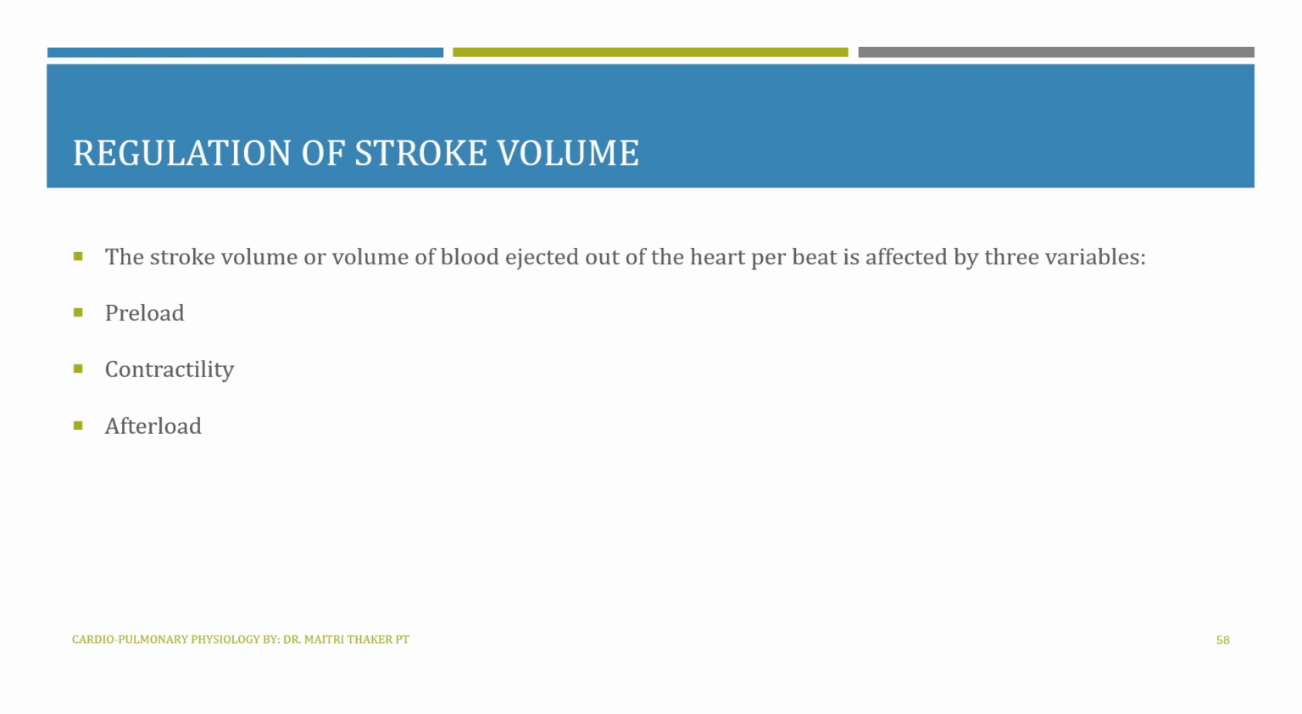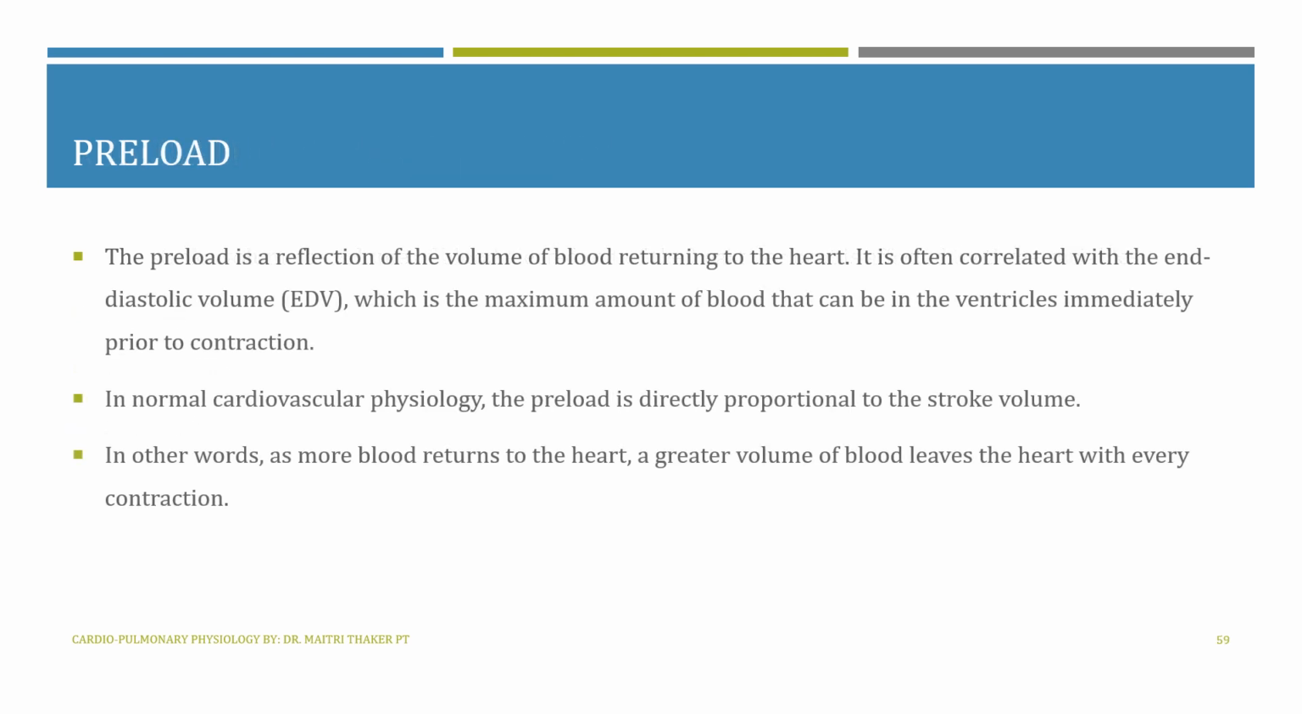Now let's understand regulation of stroke volume. As we just discussed, stroke volume is the volume of blood ejected out of the heart per beat, and it is affected by three variables: preload, contractility, and afterload. First of all, what is preload? The preload is a reflection of the volume of blood returning to the heart. It is often correlated with the end diastolic volume, which is the maximum amount of blood that can be in the ventricles immediately prior to contraction.